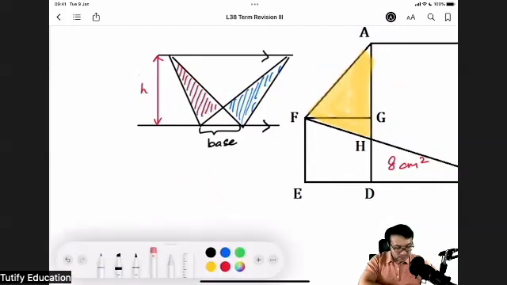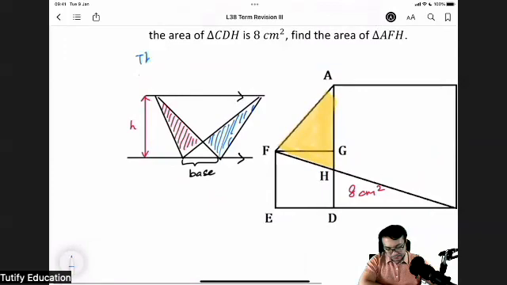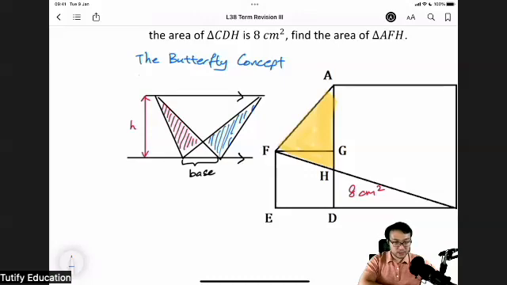Do you know what we call this concept? We call this the butterfly concept. Whenever you have two parallel lines and two triangles within those parallel lines, they will have the same area. The red shaded and the blue shaded area will be the same. We call this the butterfly wings. The wings of the butterfly will be the same, the red wings and the blue wings, okay?